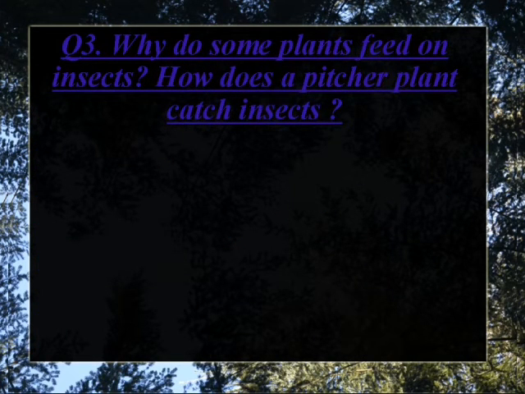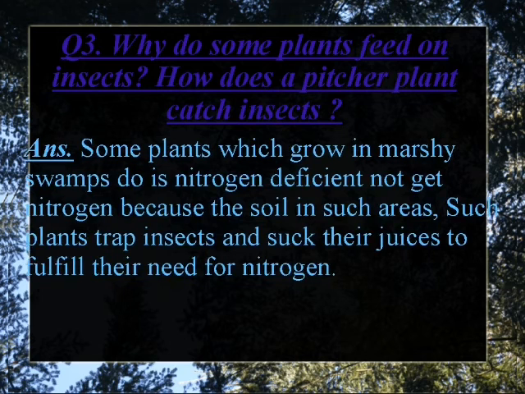And our question number 3 is, why do some plants feed on insects? How does a pitcher plant catch insects? And the answer is, some plants which grow in marshy swamps do not get nitrogen because the soil in such areas is nitrogen deficient. Such plants trap insects and suck their juices to fulfill their need of nitrogen.